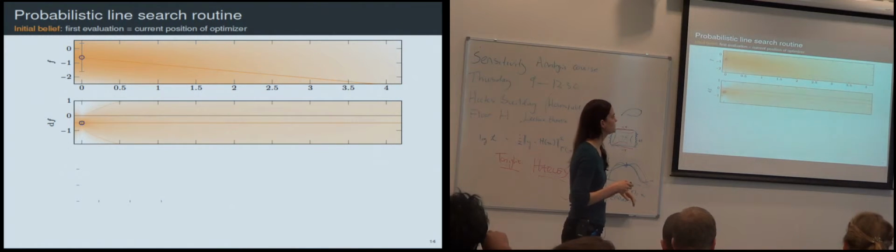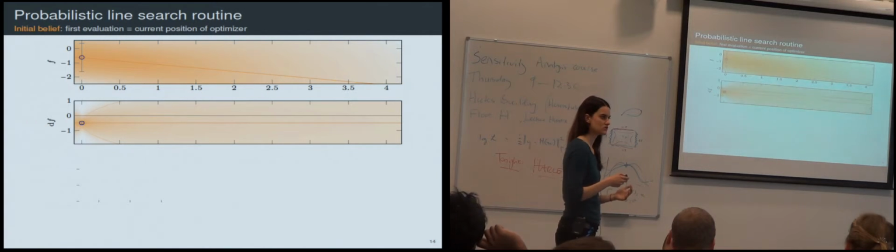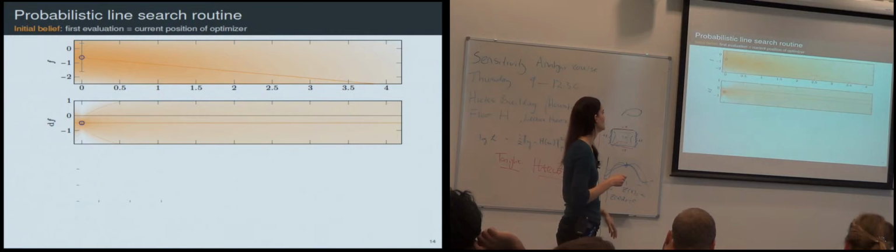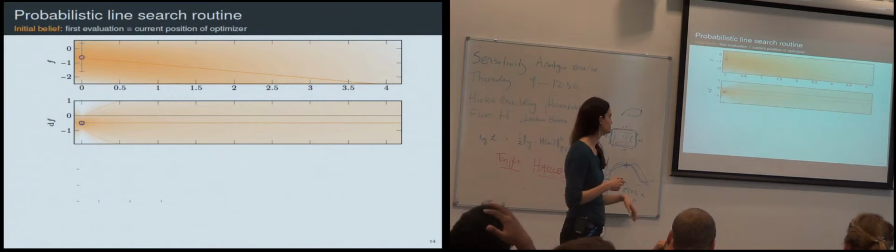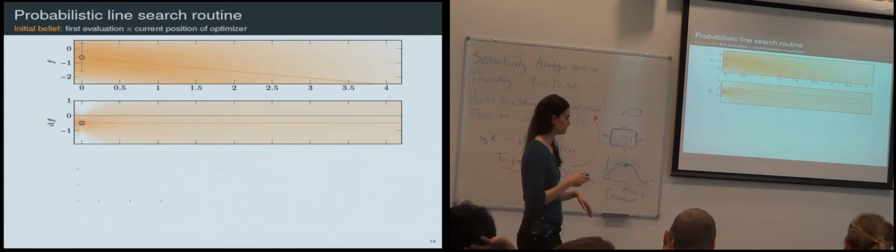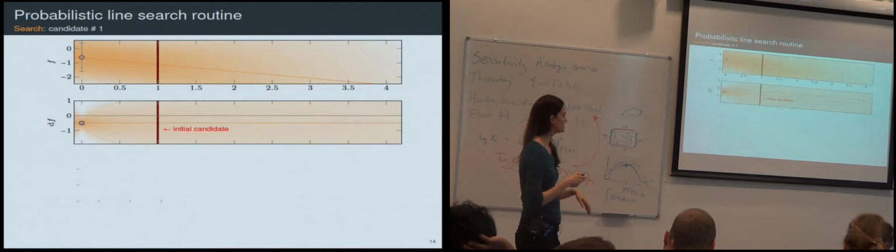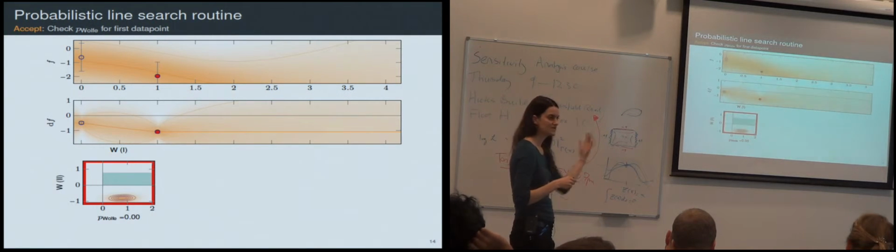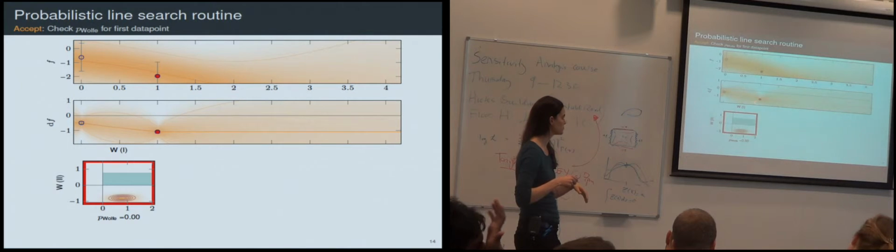Okay, so now this is the step-through algorithm for the probabilistic line search. It works very similar to the classic one. What is plotted here on top is the marginal over the function values of the GP, and here in the middle it's the marginal over the gradient. So it works very similarly. It first tries at some initial candidate, it evaluates, and it updates the GP. So you can see here it's a bit more certain.